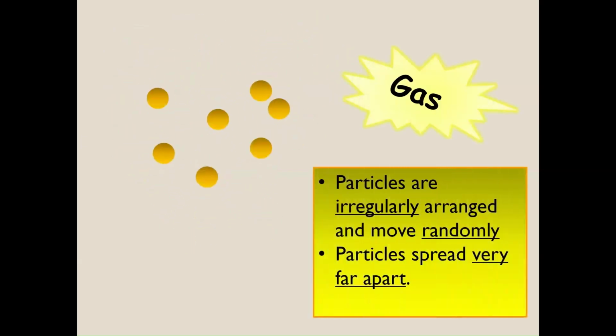For the gas, it has larger intermolecular spaces and the particles move very, very fast and far apart from each other. Okay, and they move randomly and have irregular arrangement. So as you can see how the particles behave, this will decide which type of matter it is. This means that if we change the behavior of the particles of a specific type of matter, we can change it from one type to another type.